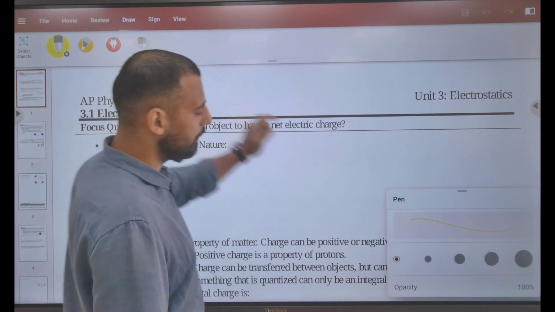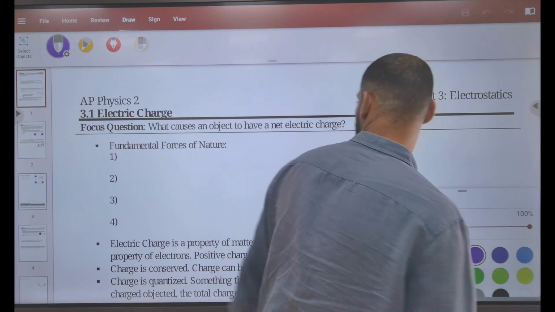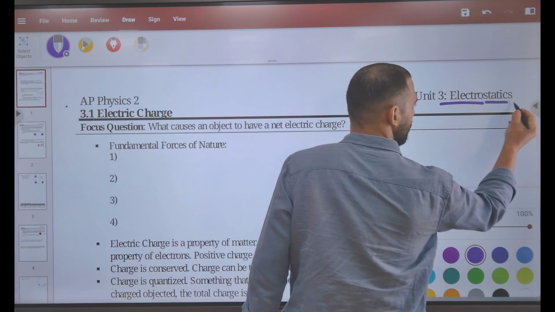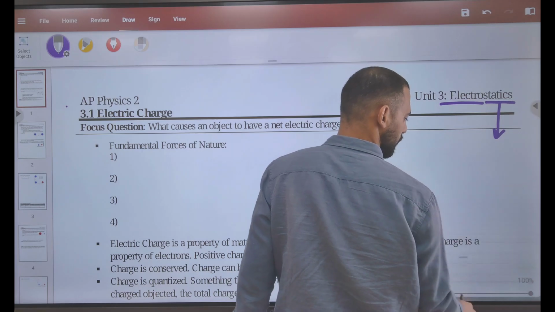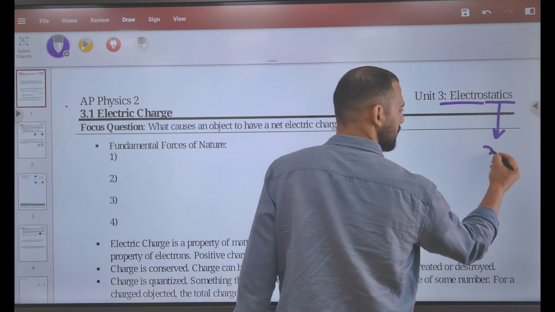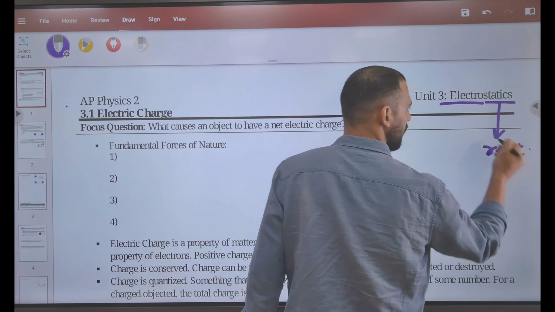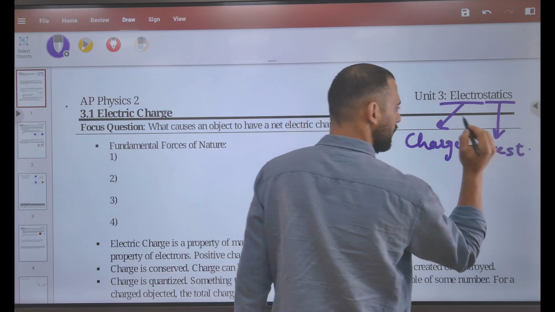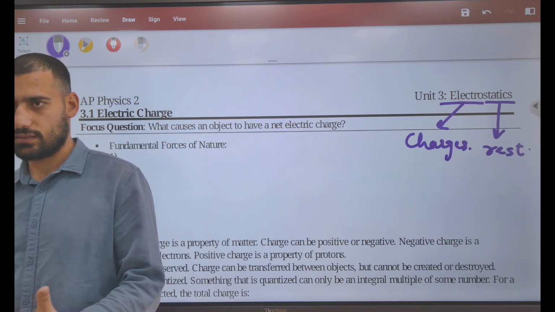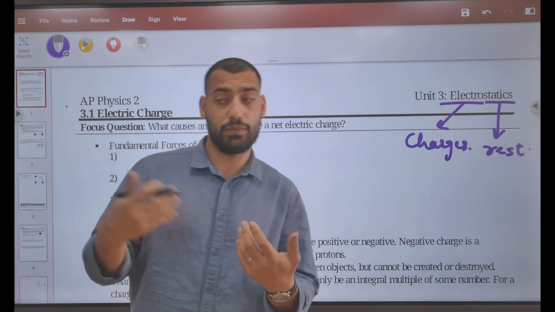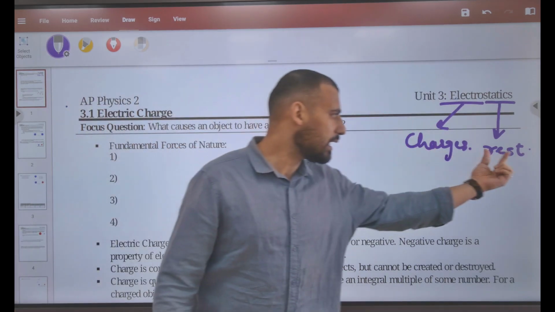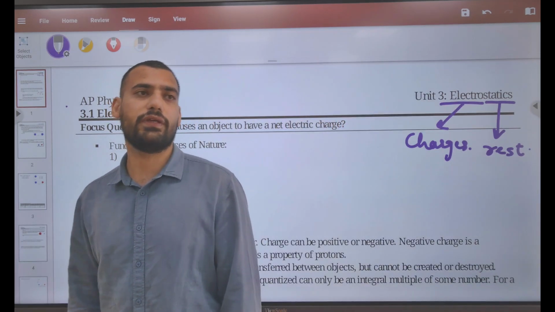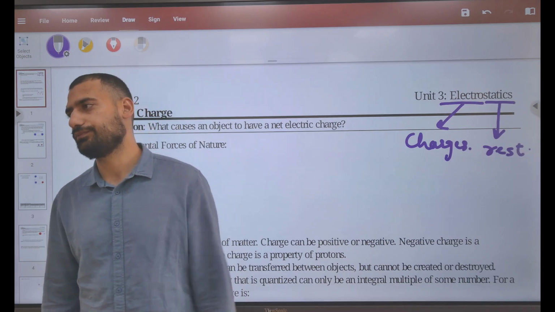Now when we talk about electrostatics, all of you know that statics means things are at rest, isn't it? And electro means charges. So in this unit, what we are going to discuss is charges and their properties, but those charges have to be at rest. Is that fine? So first of all, we need to understand what is a charge.